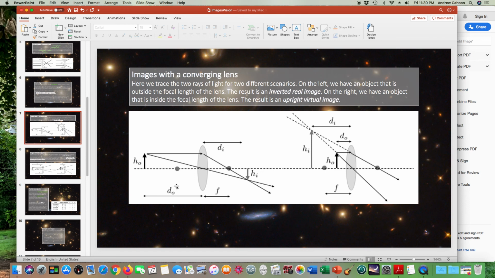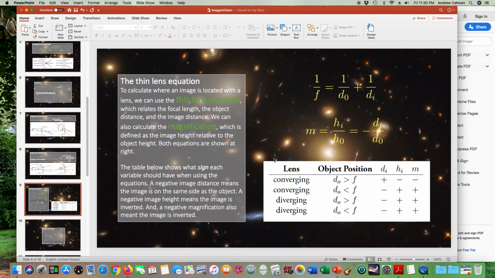That's the diagram of the scenario. The equation we're using is the thin lens equation, over here on this slide. I think your book just calls it the lens equation, but it technically is only accurate when the lens is very thin. In all the examples we do, we can assume we have a thin lens. What it says is 1 over the focal length equals 1 over the object distance plus 1 over the image distance.